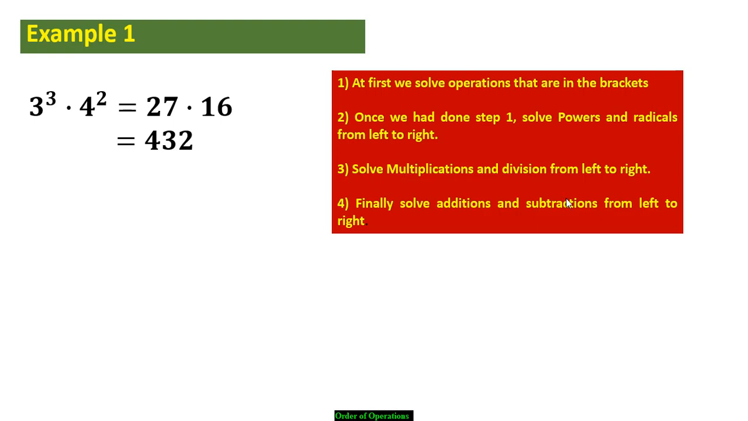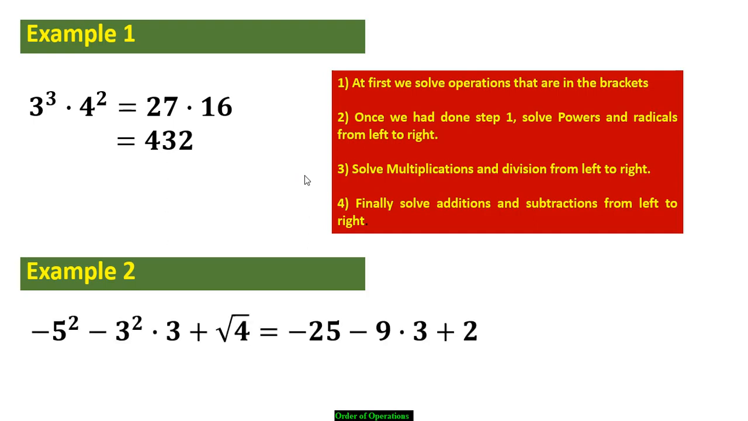Step number 3, solve multiplication and division from left to right. We only have one operation and it is a multiplication, so we have to solve 27 times 16, that is 432. Finally, solve additions and subtractions. We don't have addition, we don't have subtraction, so this is my final answer. This is an easy case.